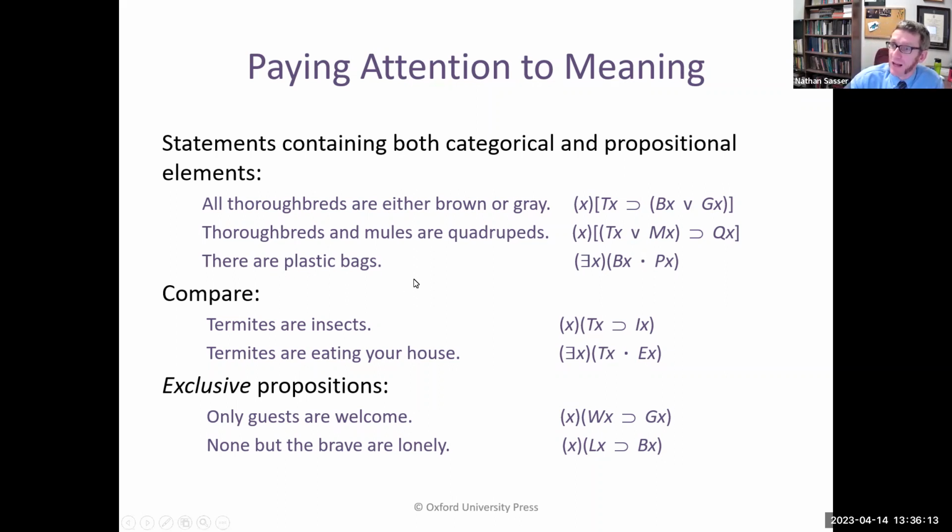We want to say just, there are plastic bags. Now you might think, well, we're talking about plural items, right? So shouldn't we use the universal quantifier? Nope. We should use the existential quantifier because we want to say there are some things such that, that is, there is at least one thing such that it is both a bag and it is plastic.